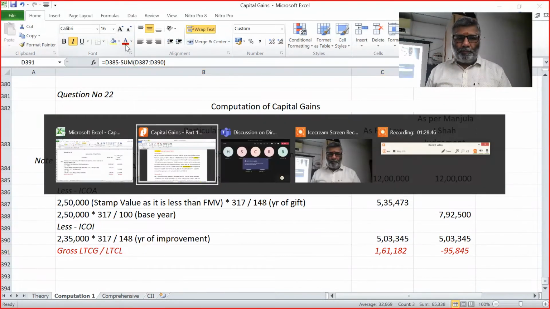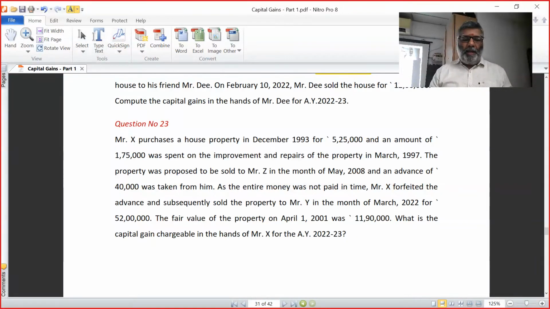Shall I? Question number 23. Mr. X purchases a house property in December 93 for 525 and an amount of 175 was spent for improvement. The said property was proposed to be sold by him and advance of 40,000 was taken. As the entire money was not paid in time, X forfeited it and subsequently sold the property in March 22 for 52 lakhs. The fair market value is 11 lakh 90,000. In this 11 lakh 90,000, I should adjust that 40,000 and then only index it. Whatever I take as cost of acquisition, I should reduce the advance money received and forfeited on or before 1st April 2014 and then compute. Go ahead.